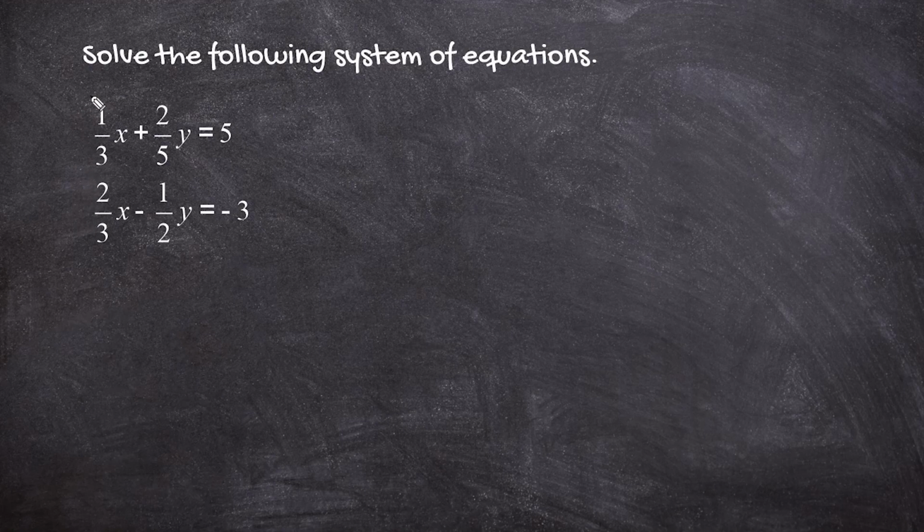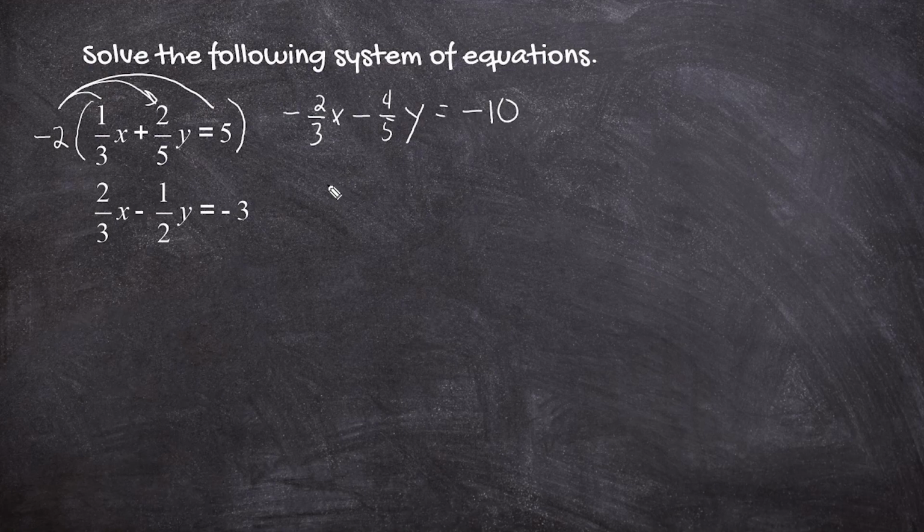So what I'm going to do is take this equation right here, and multiply the entire thing by -2. That is because if I multiply 1/3 by -2, that gives us -2/3, which is the opposite of 2/3. So let's go ahead and do that. -2 times 1/3 x is -2/3 x. -2 times +2/5 y is -4/5 y. And -2 times 5 is -10.